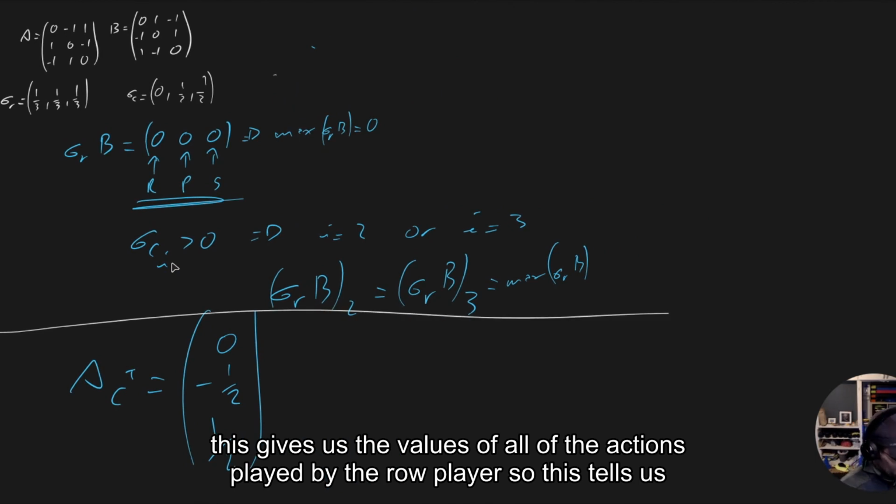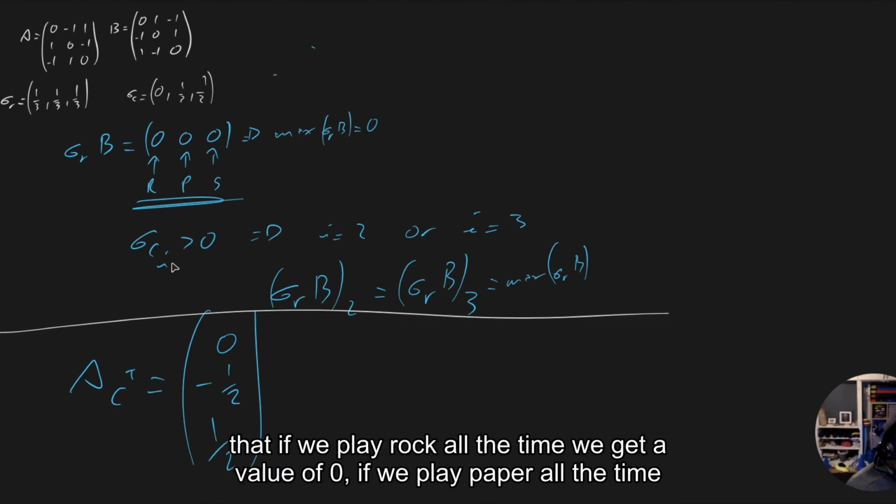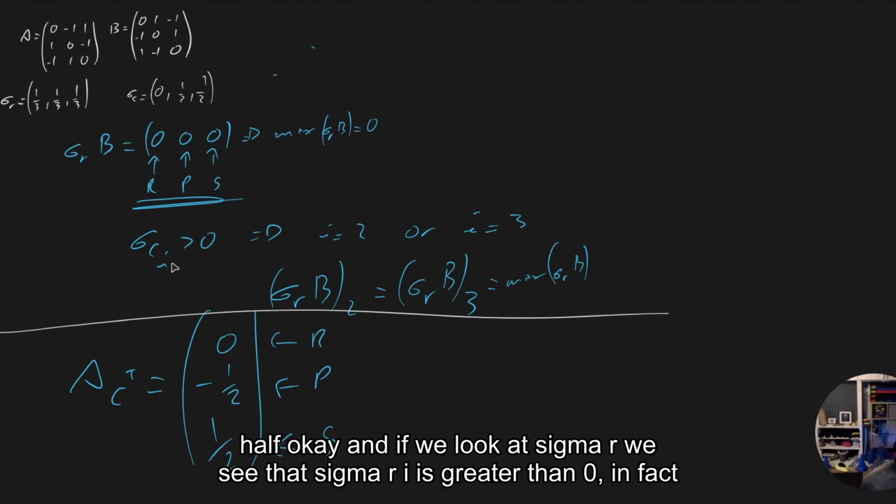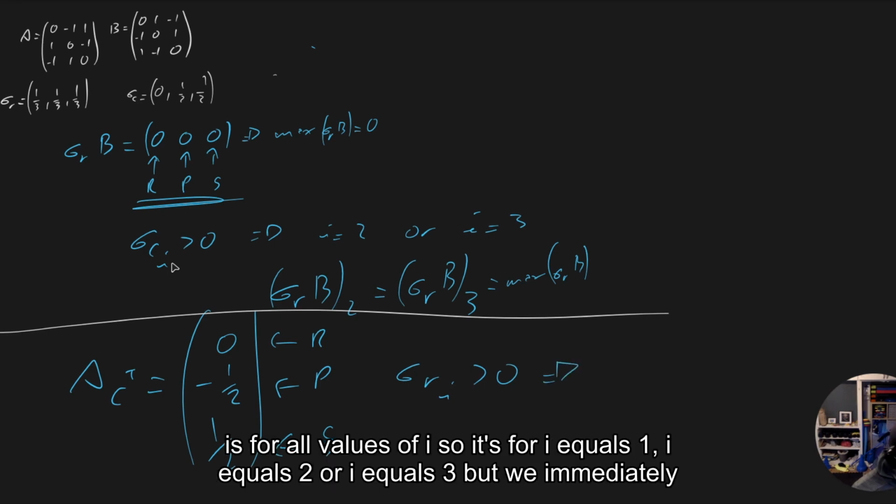So this tells us that if we play rock all the time, we get a value of 0. If we play paper all the time, we get a value of minus a half. And if we play scissors all the time, we get a value of a half. Okay, and if we look at sigma r, we see that sigma ri is greater than 0. In fact, it is for all values of I, so it's for I equals 1, I equals 2, or I equals 3.